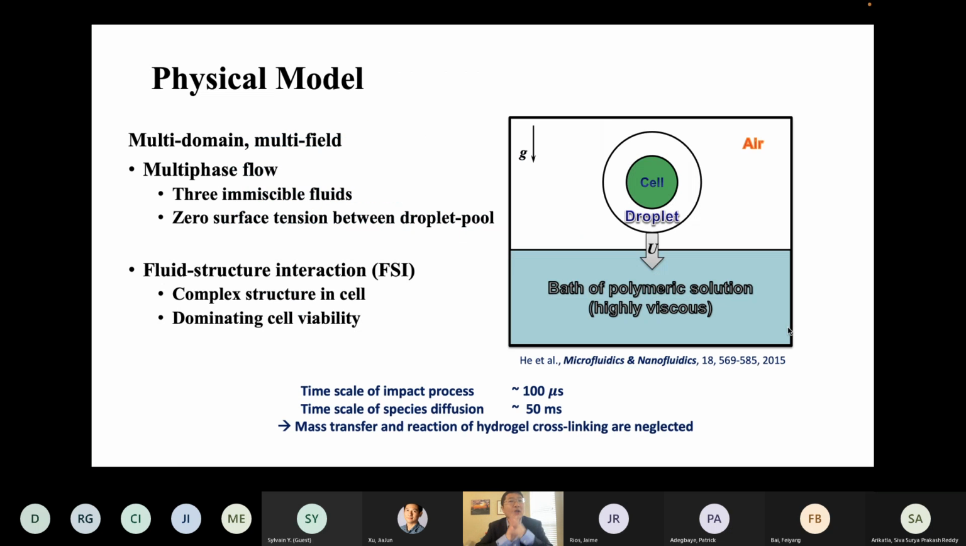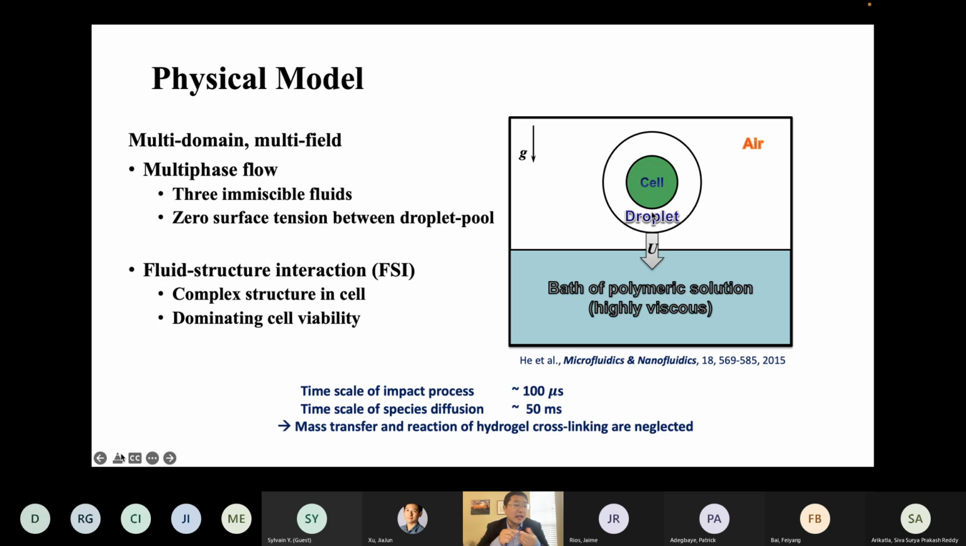So how can we solve it? The reason we want to solve it is we want to understand how the cell experiences the harsh printing process. So then we need to decompose the system to see what physical models we can use. So physically, a cell-centered droplet is the one we'd like to study.